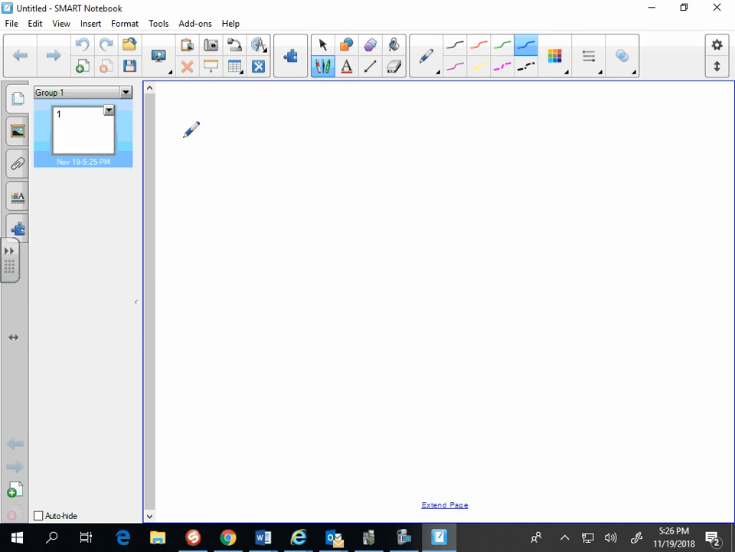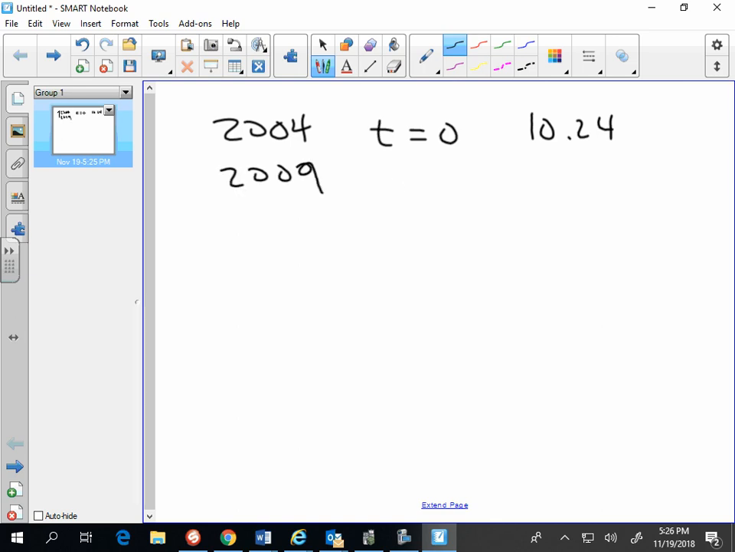So our first question on the homework was: Tianjin has a population of 10.24 million in 2004. So I'm going to define 2004 as t equals 0. And we said the population then was 10.24 million. And then in 2009, which would be t equal to 5 years later, population was 12.28 million.